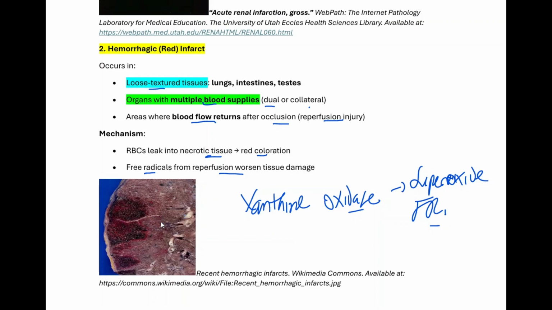Free radicals. And this superoxide free radical is what's going to do the injury. And as you can see in this picture of the lung, you can see the infarction in that area, and you can see the way it looks red. So that's a classic example of hemorrhagic infarction.